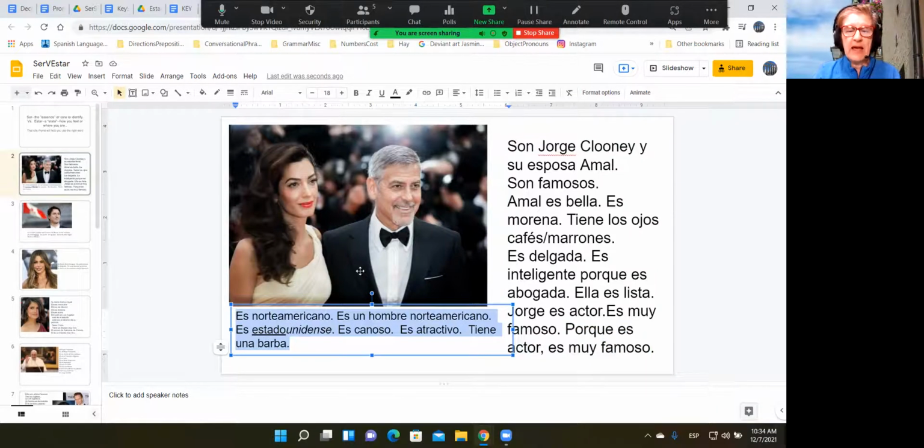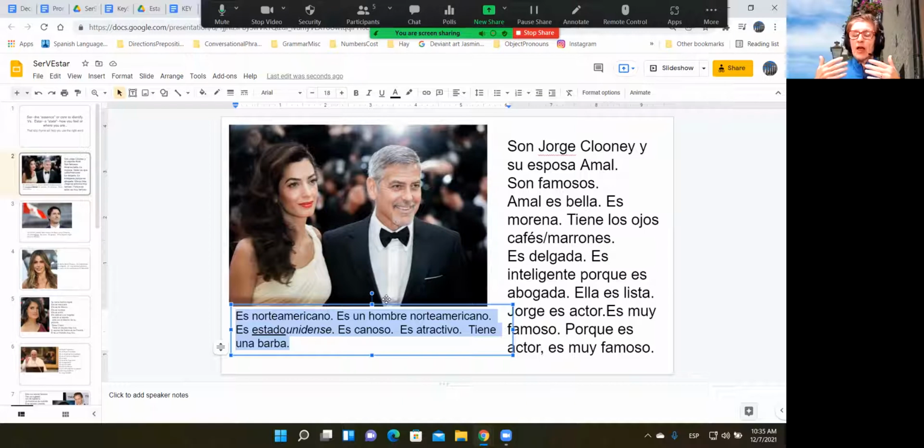Es norteamericano. He's a US citizen. Es un hombre norteamericano. That also means he's from the United States. Es canoso. He has gray hair. Es atractivo. He's attractive. Tiene una barba. He has a beard. Tiene una barba. ¿Sí? Okay. Vale.